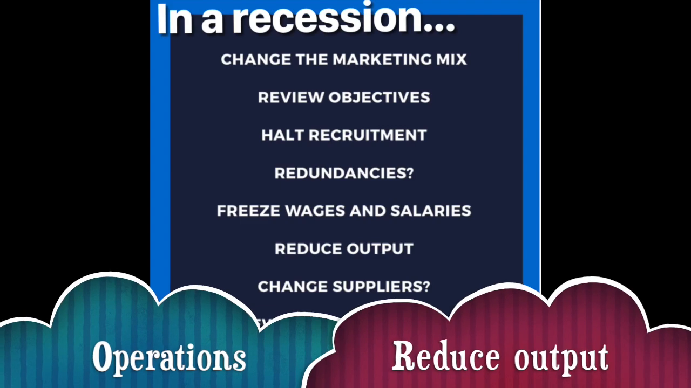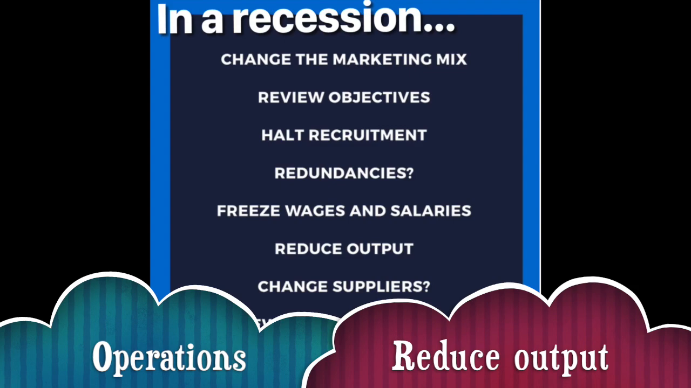And finally, the production or the operations function. Well, in a recession, if there is not as much demand for your products, the first thing you do is reduce output. Stop making as many goods and stop providing as many services as you normally would. If there's no demand or a lower demand for your goods from your customers, what's the point of making more? So the operations function can reduce output.